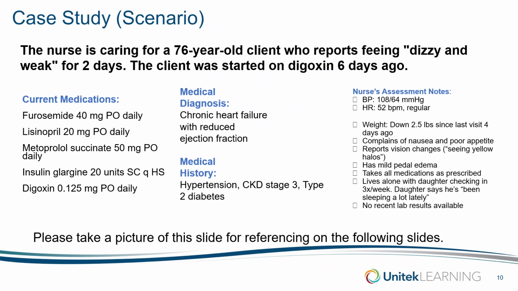We have covered a lot of principles regarding pharmacological therapies. Now, let us put these into practice with a case study. We have a 76-year-old client who was started on digoxin, who now feels dizzy and weak. They also are on a diuretic, on a beta blocker, on an ACE inhibitor, and insulin. Please take note of their assessment findings. These are key to evaluating medication safety and possible complications that may occur.